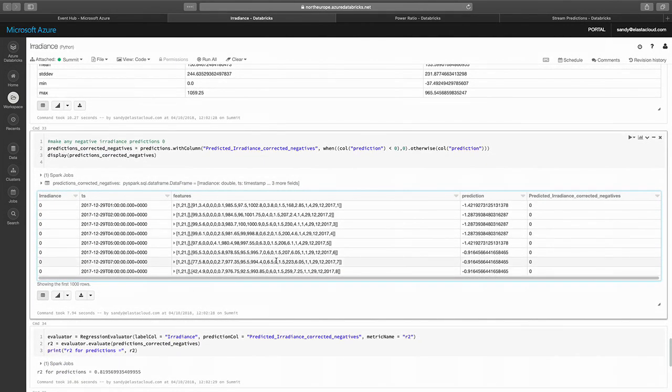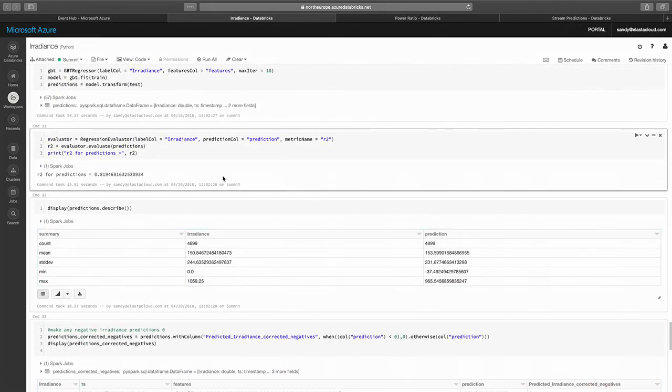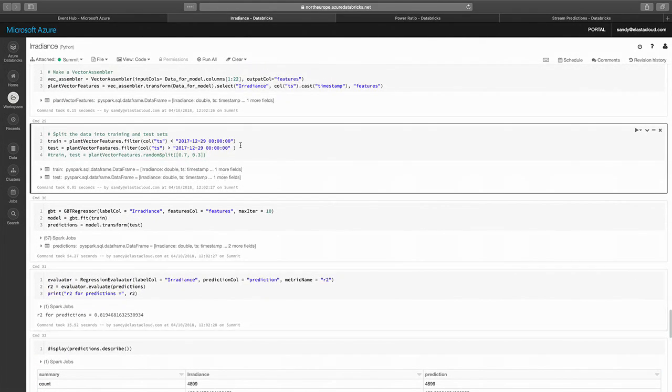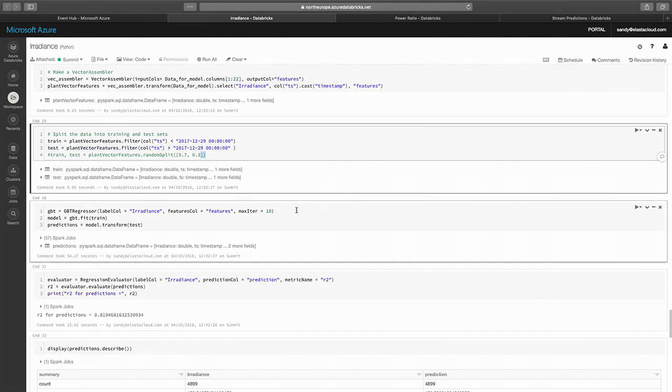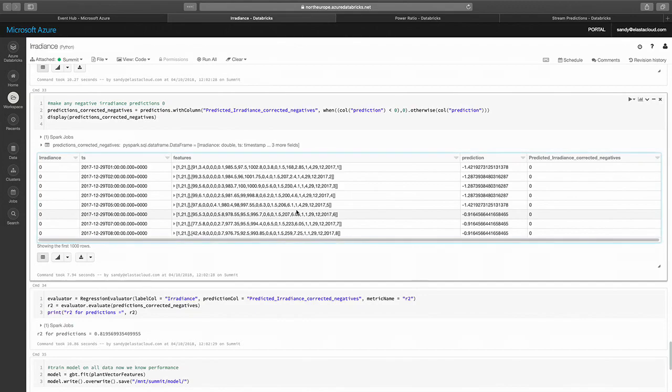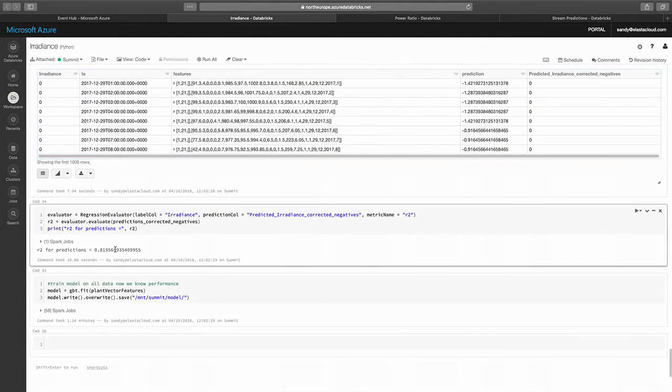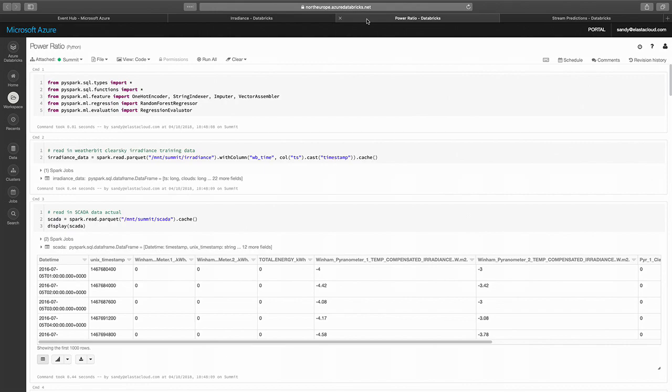So you can see we do our temporal split just here. We do it just off of date time instead of just a random split like below. So this gives us an accuracy for this model of 82%, which is okay. It was one of our kind of cut down models. The next part that we have to look at is power output.